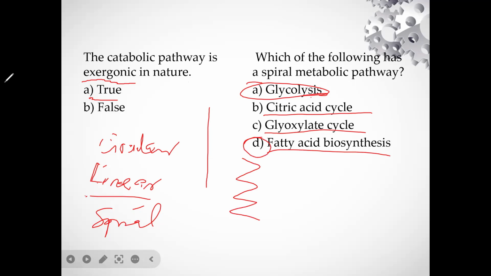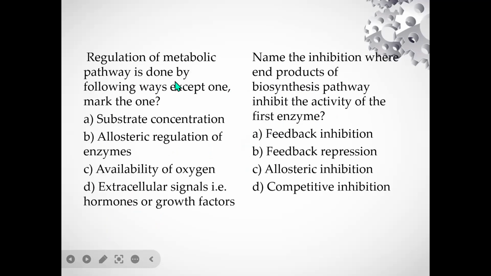So now let's look at another question. The question here says the regulation of metabolic pathways is done by the following ways except one. So mark the one. Looking at this, we have substrate concentration. Of course, the concentration of a substrate of a particular pathway can be used to regulate the pathway. For example, in glycolysis, if you supply glucose, you expect a lot of glycolysis to take place. And if you deprive the cell of glucose, there will be no glycolysis. So you can use the substrate to either upregulate or downregulate metabolic pathways.